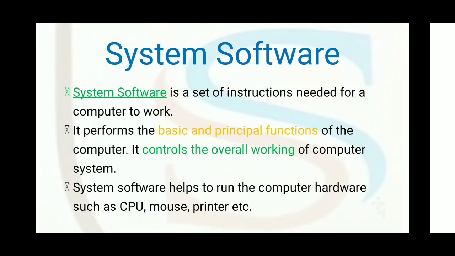System software is a set of instructions needed for a computer to work. For a computer to get switched on, for a computer to do the basic task of input output process cycle, it needs a system software. It performs the basic as well as principal functions, which are said to be the most important functions of the computer. It controls the overall working of the computer system. For the parts of the computer to work, they will need a software for it.